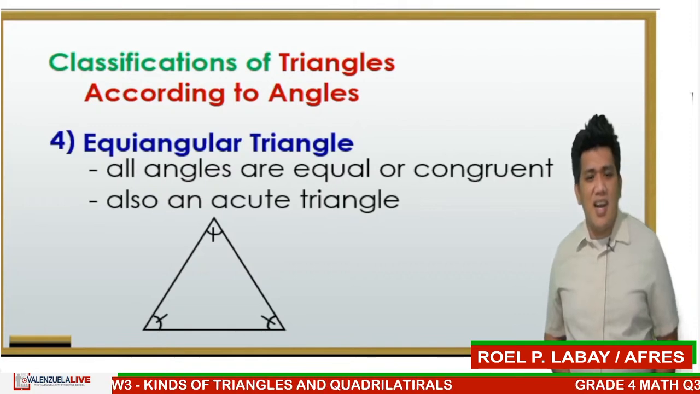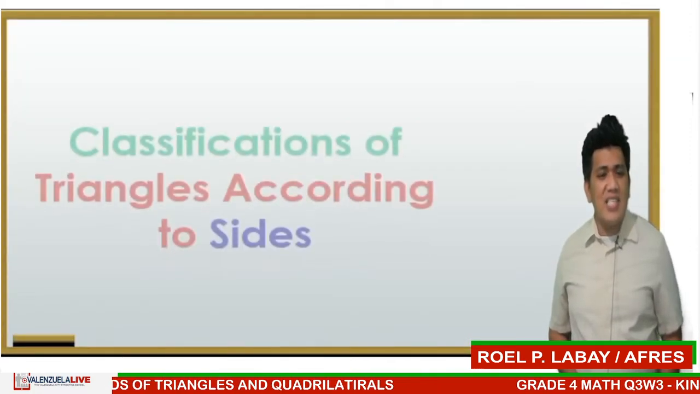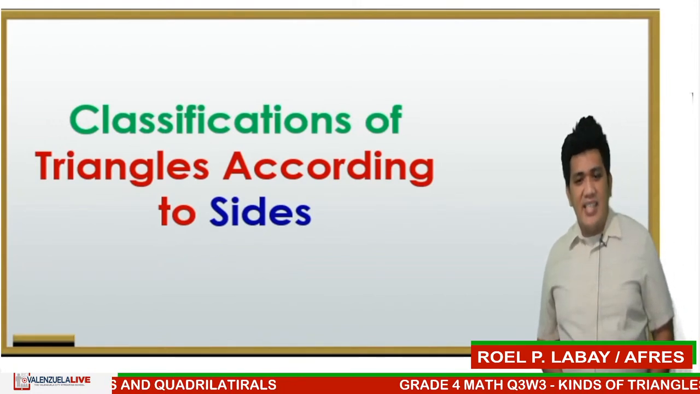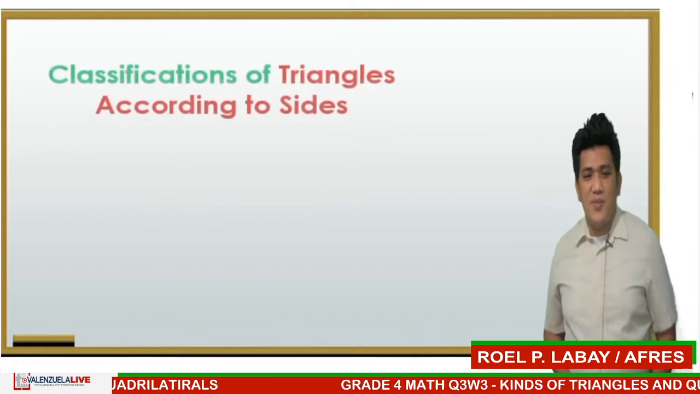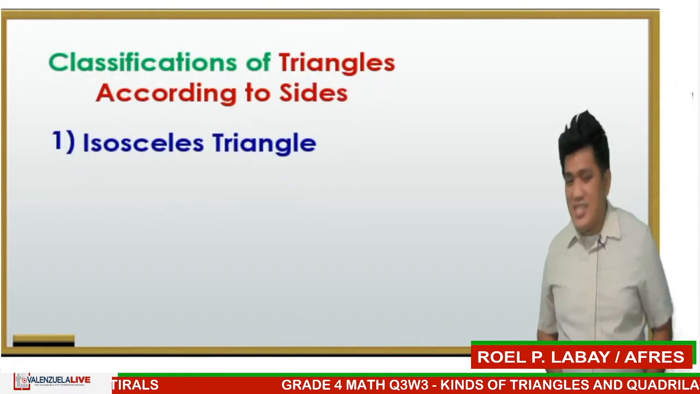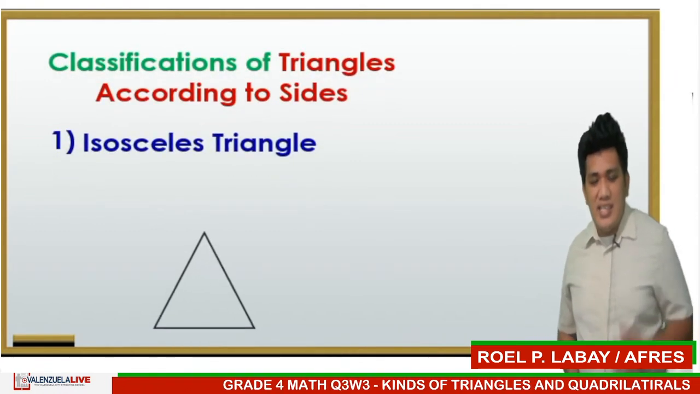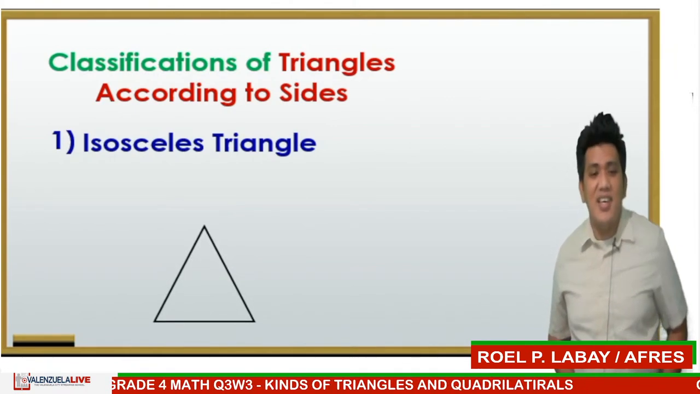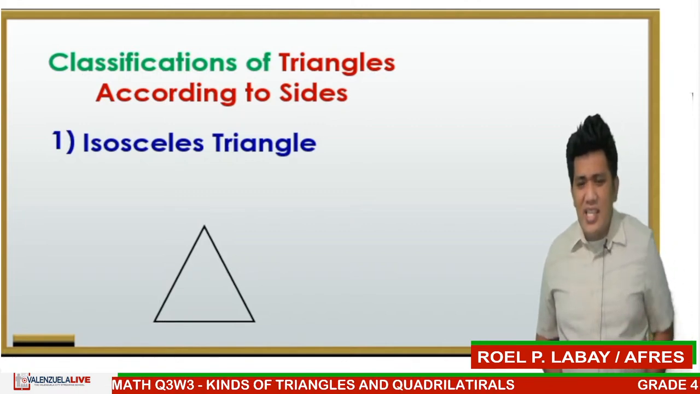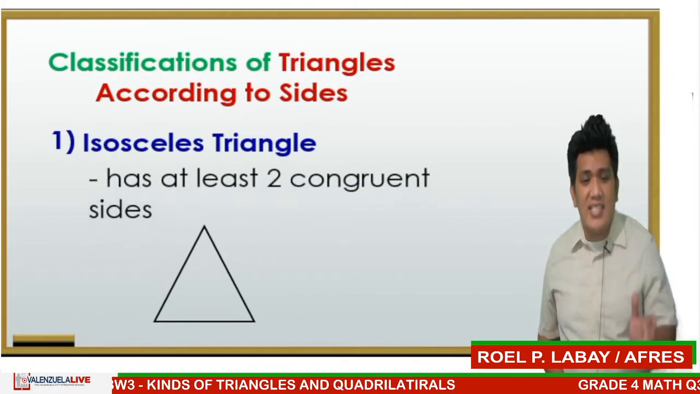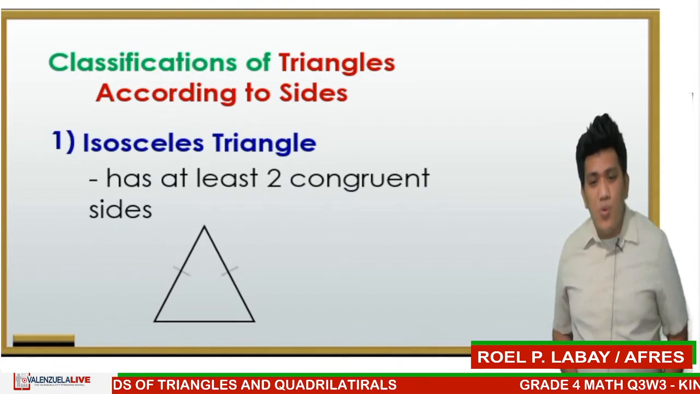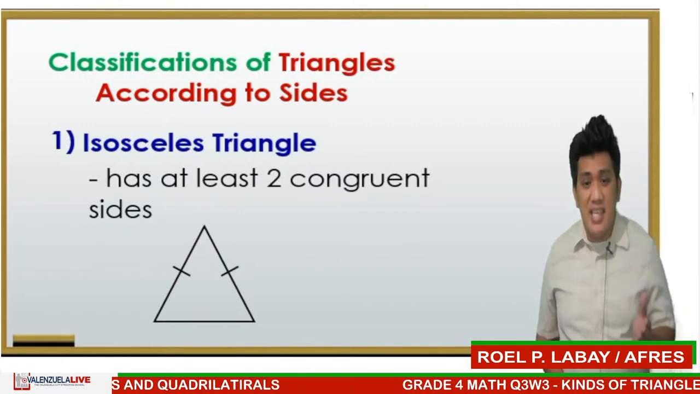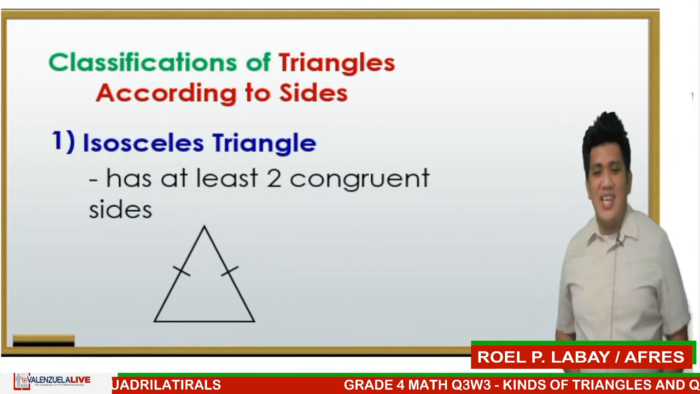Now, let's discuss the classifications of triangles according to sides. First is the isosceles triangle. Now, this is an example of an isosceles triangle. And what is an isosceles triangle? It has at least two congruent sides. Again, isosceles triangle has at least two congruent sides.